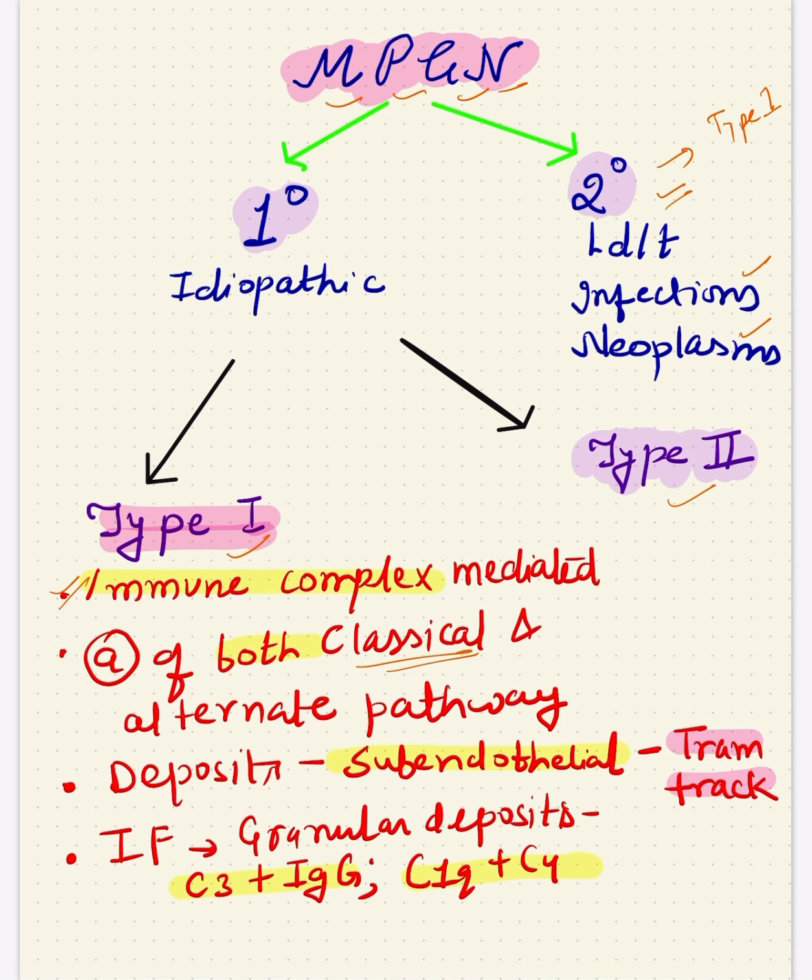Then there are deposits, and the location is subendothelial. This is to be remembered. And then there is tram track appearance of the glomerular basement membrane. The splitting is there. The reason? Because of basement membrane deposition and the mesangial interposition. Then in immunofluorescence, the deposits are made up of C3 and immunoglobulins. Sometimes C1q and C4 can be seen, but you should remember this.